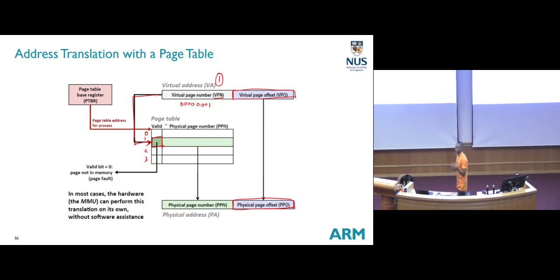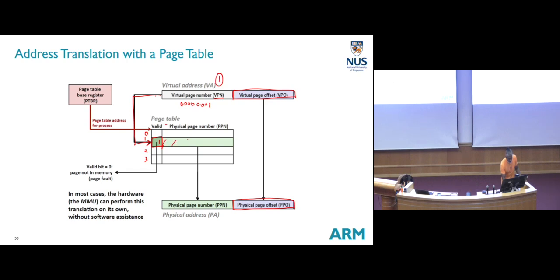Okay, why is this important? Because if the valid bit is set, it tells me that the information that I want, this page that I want, has already been copied over from the hard disk to the DRAM. If this bit is 1, it tells me that the page that I'm looking for has already been copied over from the hard disk to the DRAM.